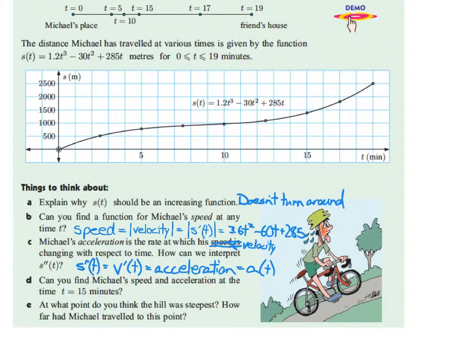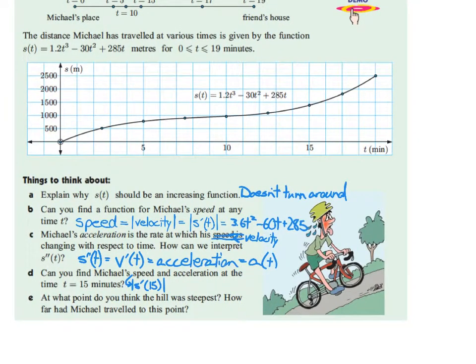So, all right. Then, how would we find Michael's speed and acceleration? Plug 15 into both of the derivatives. Yeah, his speed is absolute value of s prime of 15. Okay, that's going to be the speed.